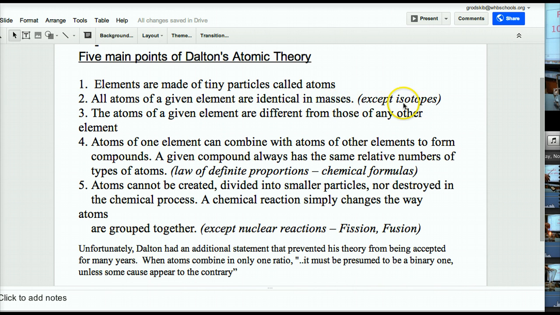Now, we haven't learned about isotopes yet, but they're coming. The atoms of a given element are different from those of any other element. Atoms of one element can combine with atoms of other elements to form compounds. A given compound always has the same relative number and types of atoms. And of course, 5, atoms cannot be created, divided into smaller particles, nor destroyed in a chemical process. A chemical reaction simply changes the way atoms are grouped together. Of course, there are some exceptions because he didn't know about these things. So please write those down.